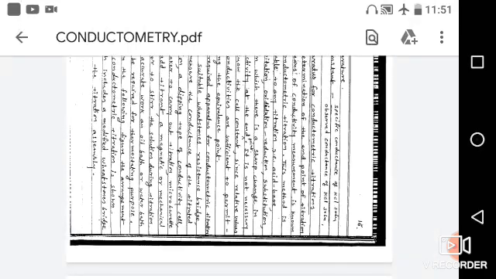Such apparatus is used to measure the conductivity of the solution after every addition of the reagent. So this is about the apparatus for the conductometric titration. In the next lecture we will see the different types of conductometric titration: acid base titration, precipitation titration, substitution titration, as well as oxidation reduction titration.